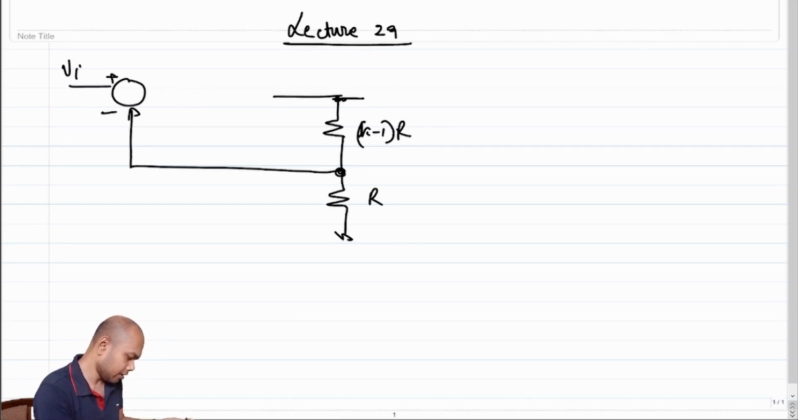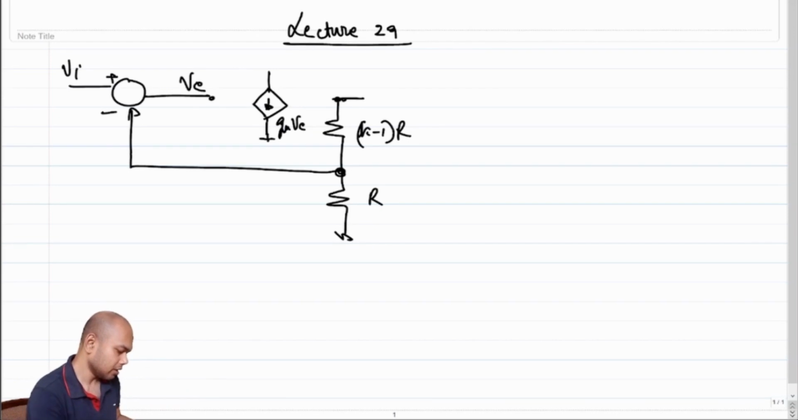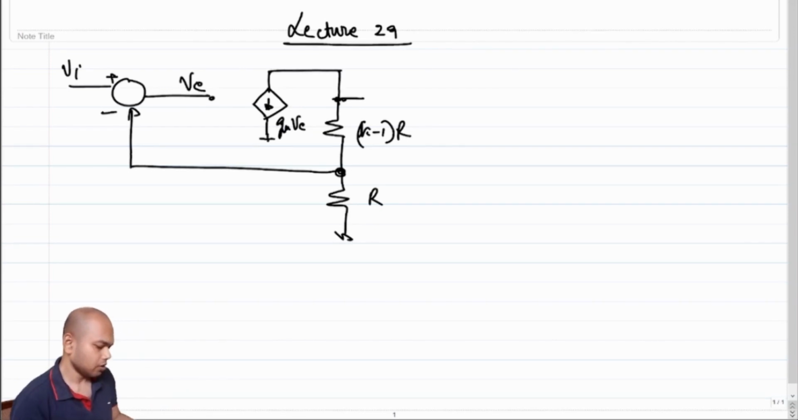What is a common source amplifier? The incremental model of a common source amplifier is the following, that we have been doing for a long time. So this is VE, this is GM times VE, because remember in a common source amplifier the source is grounded, so it's not GM VGS, it's GM VE, right? And this goes here, so this becomes V naught. Okay, fine. But then do you see a problem?